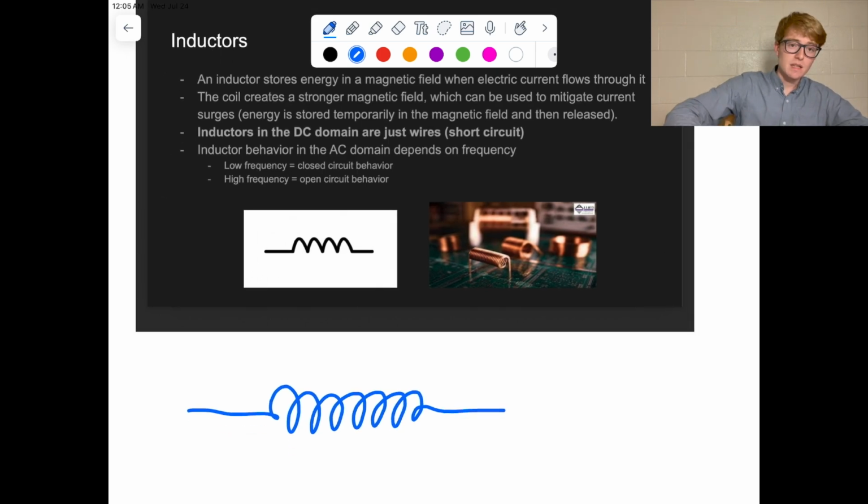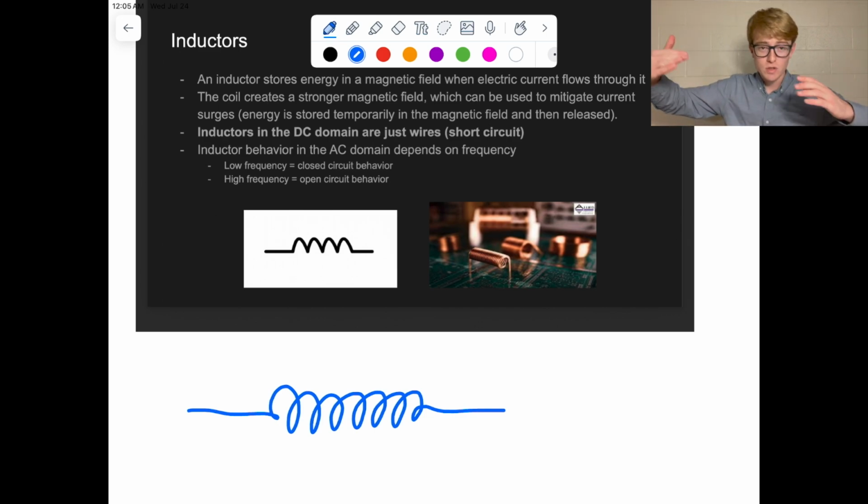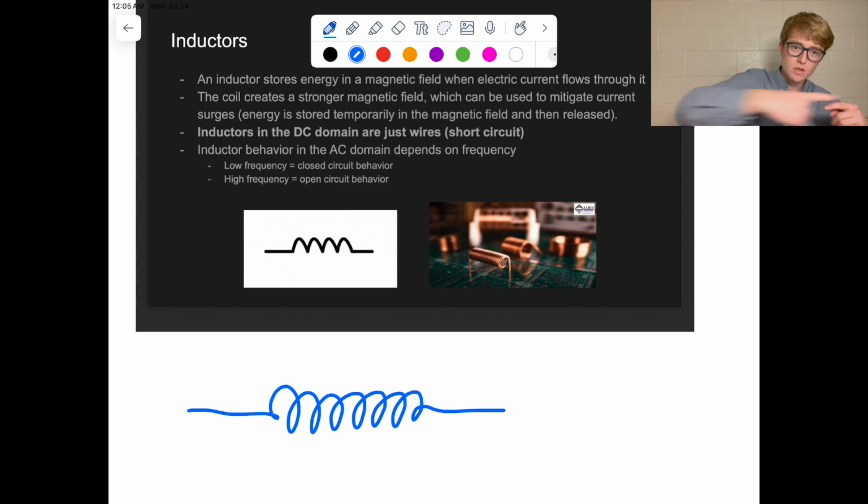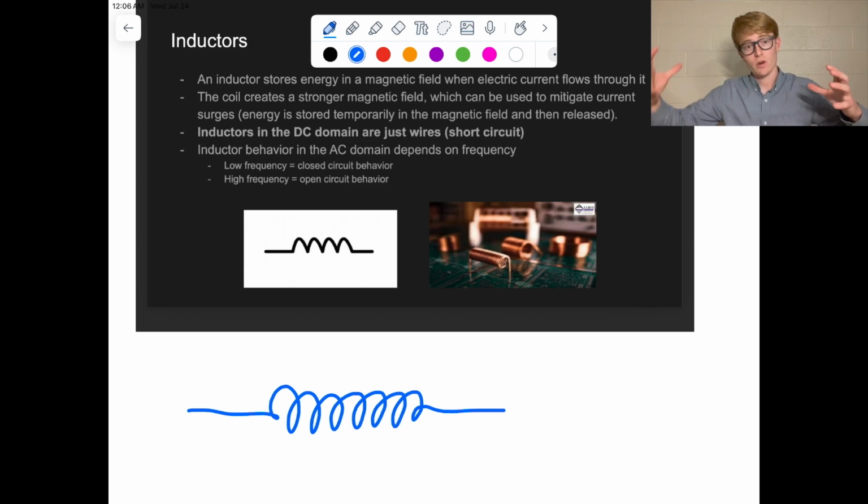Now in AC, as I get more changes in current, my inductor starts to look more and more like an open circuit. And that makes sense based on the explanation we just went over, right? Because as my current changes, because of that change in magnetic field and the induced potential difference opposing current flow, well, at high frequency, that's what the inductor does. When the current changes, my inductor starts to resist that and looks more and more like an open circuit.